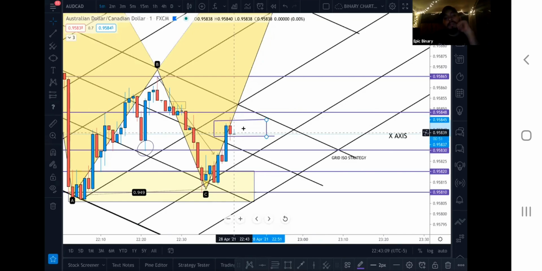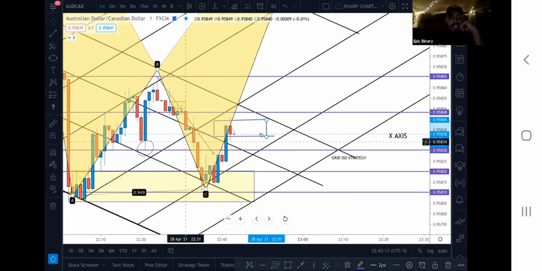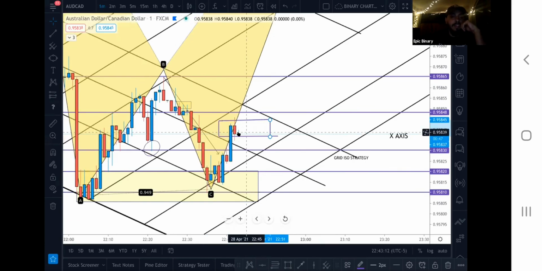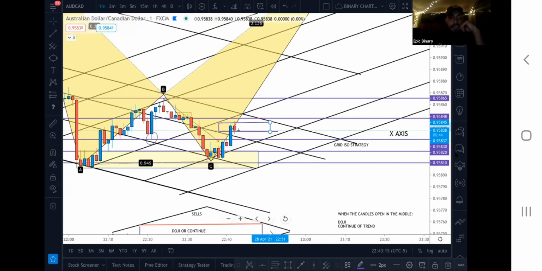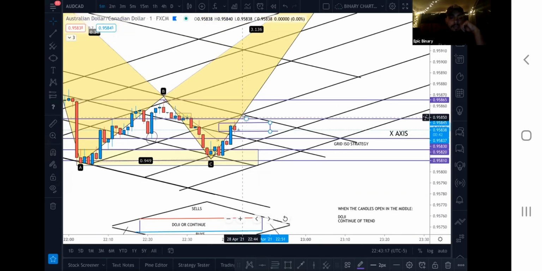Honestly, I would sit and wait. I wouldn't know what to do. I kind of don't know what to do here. I'm expecting it to go bullish, but I would just sit and wait.